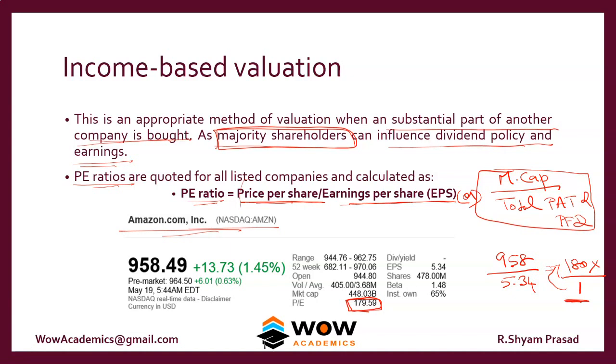Okay, so why are people willing to pay 180 times for 1 rupee? Because they feel that Amazon is an amazing company, it can grow a lot, and they feel that this EPS number can grow tremendously. So even if the price is at 958, they feel that this 5.34 EPS can go high. How high could it go? They feel that it might even go to 95.8, at which time the PE can fall to 10. So they feel that the earnings per share will increase tremendously over a period of time. That is why they are willing to make a bet of 180 times for $1 of earnings.